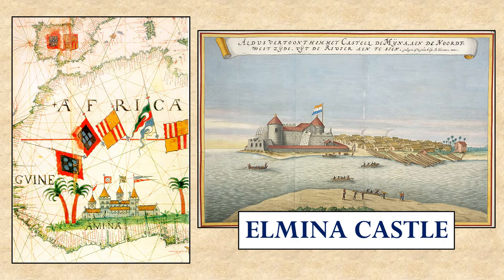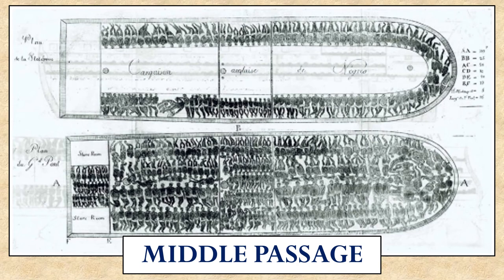To make this possible, the first European building established in Africa, which was mentioned in a previous chapter, was Elmina Castle. This was a place where slaves could be gathered from the countryside and then put on ships to be shipped to the New World, or back to Europe if they were to be used there. The slaves that were shipped across the Atlantic Ocean from the coast of Africa to colonies in North and South America were said to be traversing the Middle Passage.